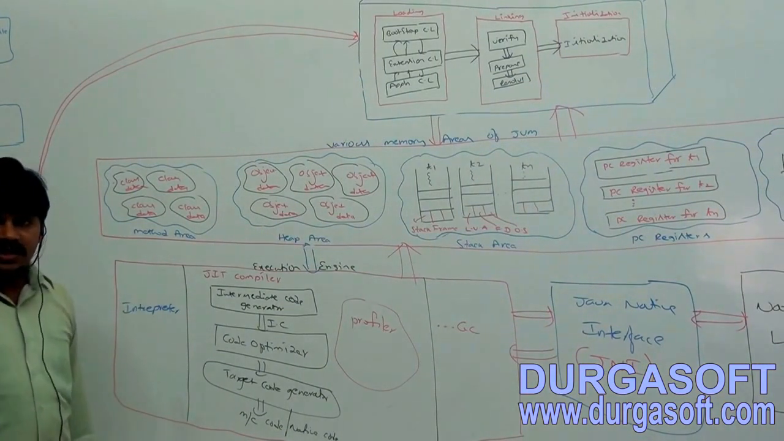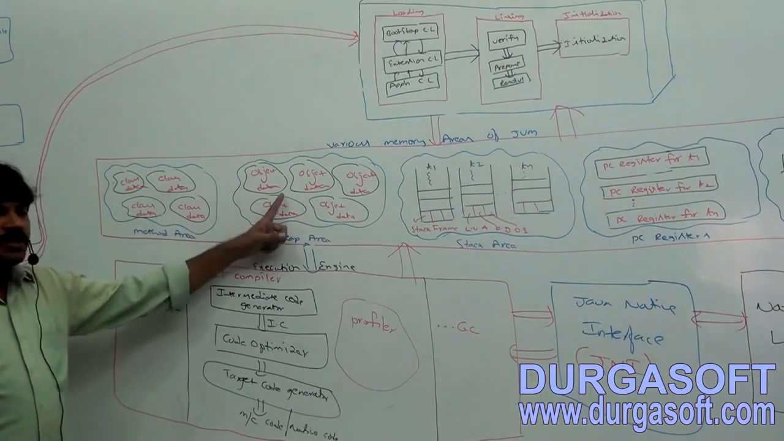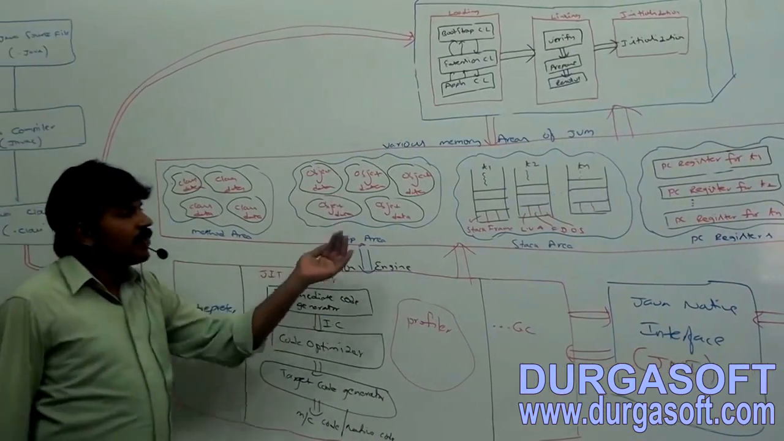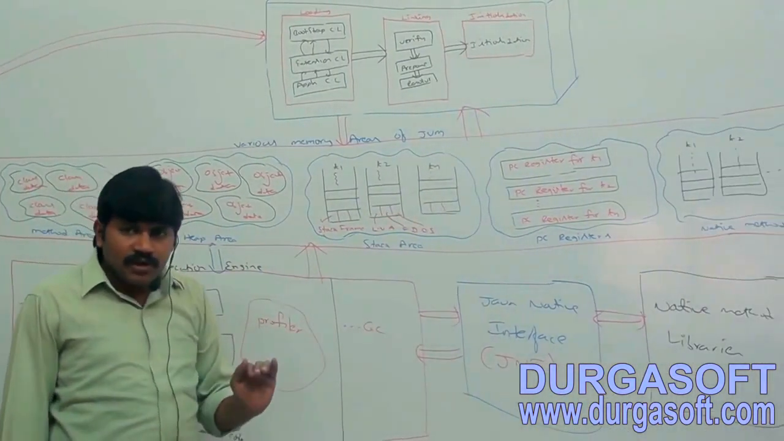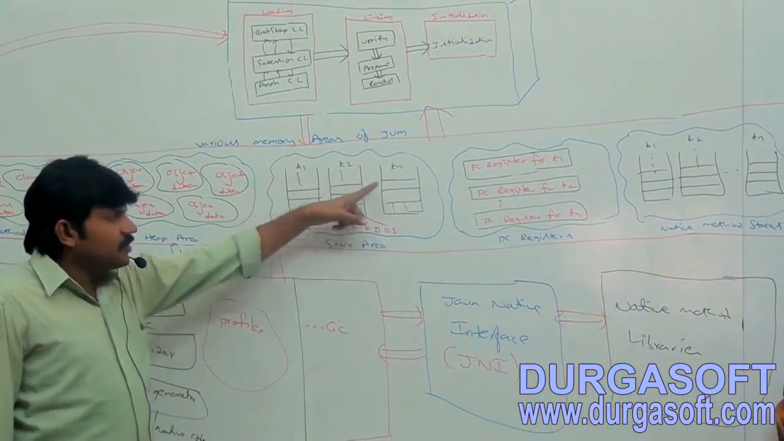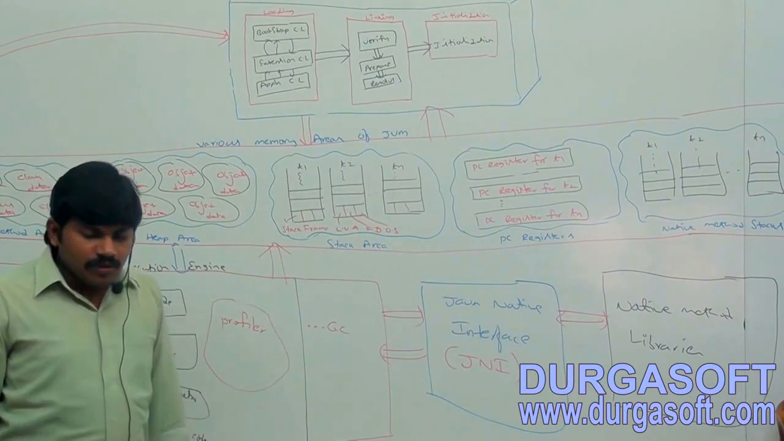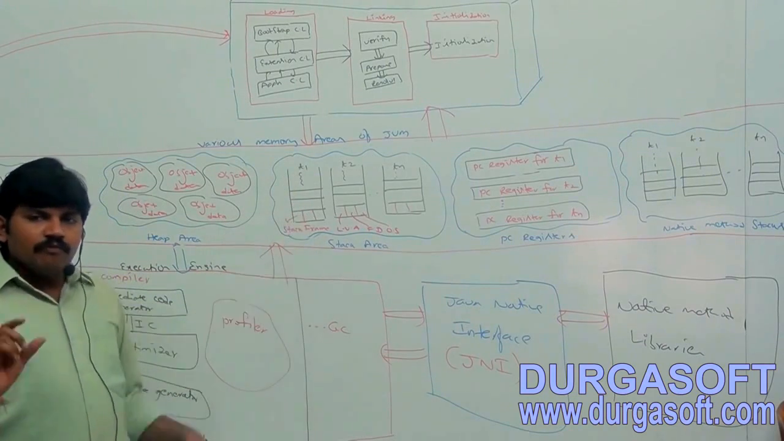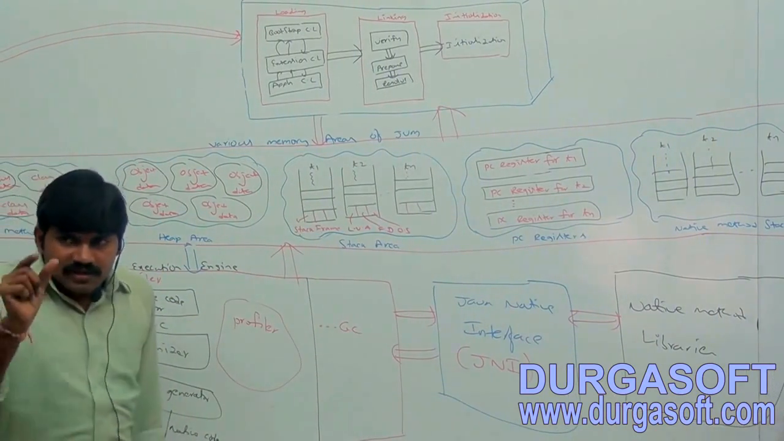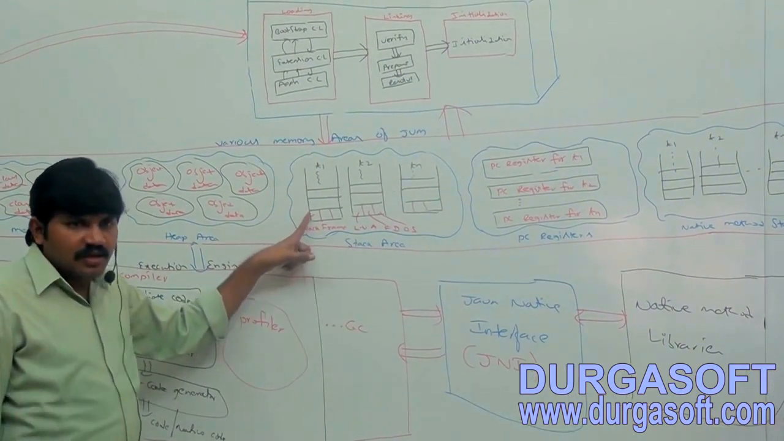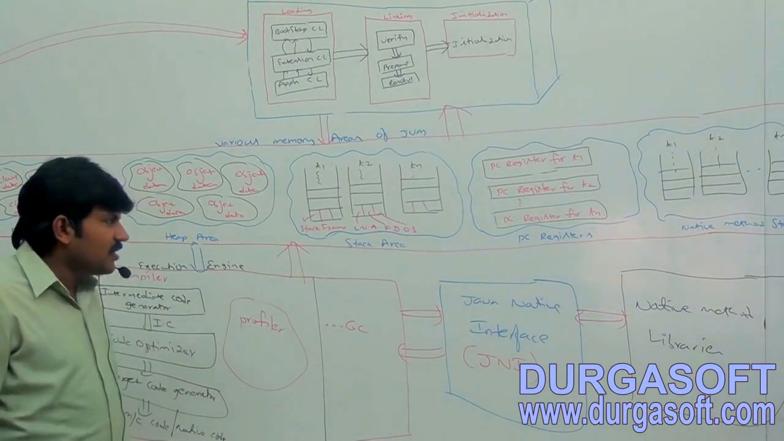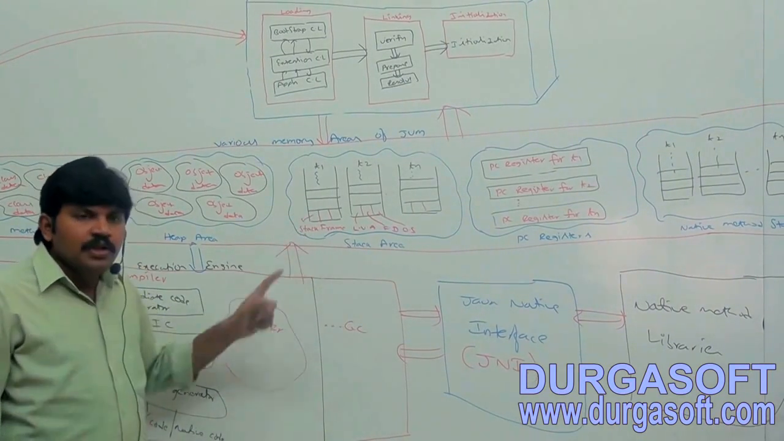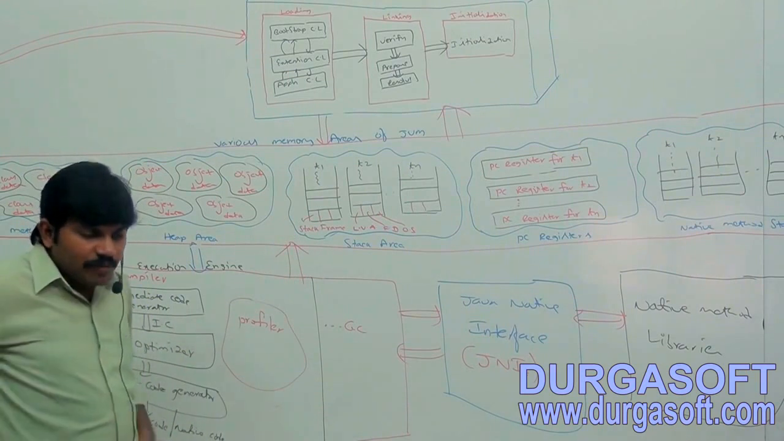For every JVM there is one method area and one heap area, but for every thread a separate runtime stack will be there. All local variables will be created where? Inside stack memory. For every method call, one entry will be stored in the stack. That entry is by default considered as what? Stack frame.